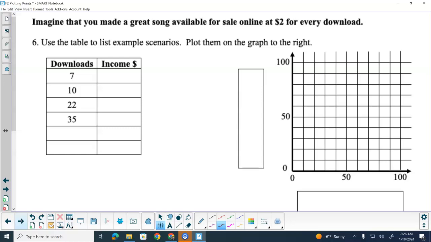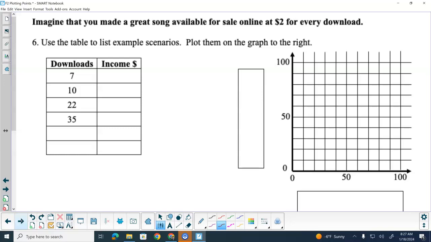So it's available for sale online at $2 for every download. Use the table to list example scenarios and then plot them on the graph to the right. So before we plot our points, what do we have to do first? What did we do first on the other page? Jason, what did we do first? We got to label the axes first. Okay? We have to label it.